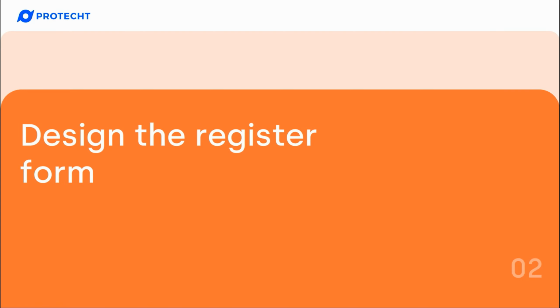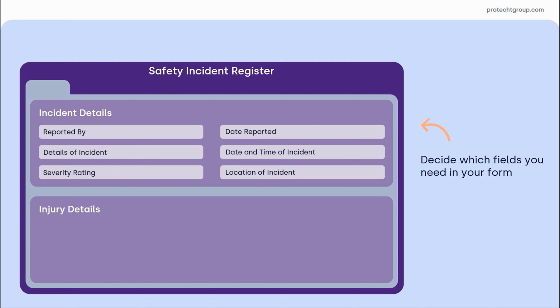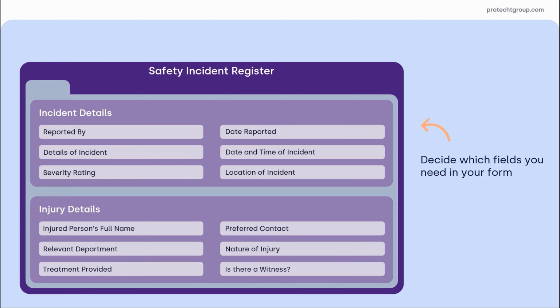Now, to design your register, think about which fields you need in your form and what kind of data you need to capture. Here I'm using the example of a safety incident register in which I need to capture details about the incident and any injuries. We have a lot of different field types available to capture different kinds of information. So what field types will you need?